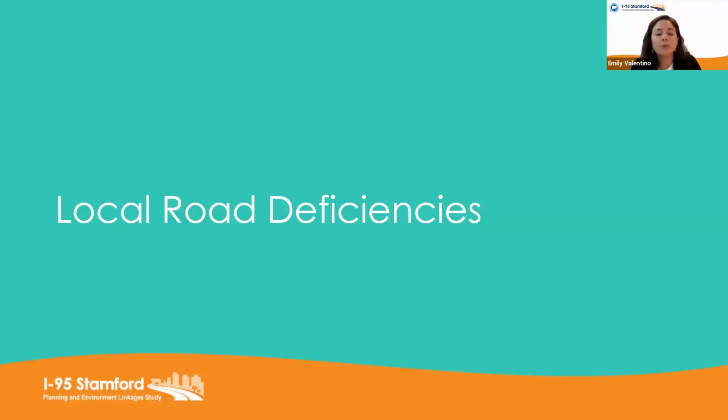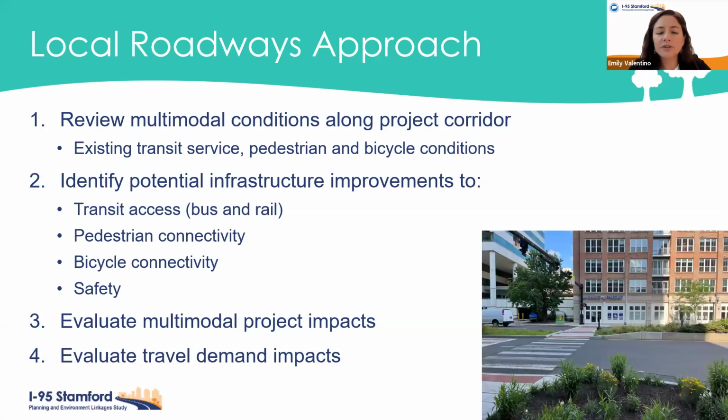Now we'll get to the local roadway deficiencies, but we'll first start with the scope of our local roadway study within this PEL study. What we first did is review the conditions in the study area on the local roadways. We looked at transit service, pedestrian and bicycle conditions, and we will then identify potential improvements to assist with those needs and deficiencies, as they relate to transit access and ped and bike connectivity, as well as safety, of course, as a blanket over everything, always. We'll then evaluate those improvements and how they impact the study area, as well as how they might impact how people use transit, ped, and bike facilities.